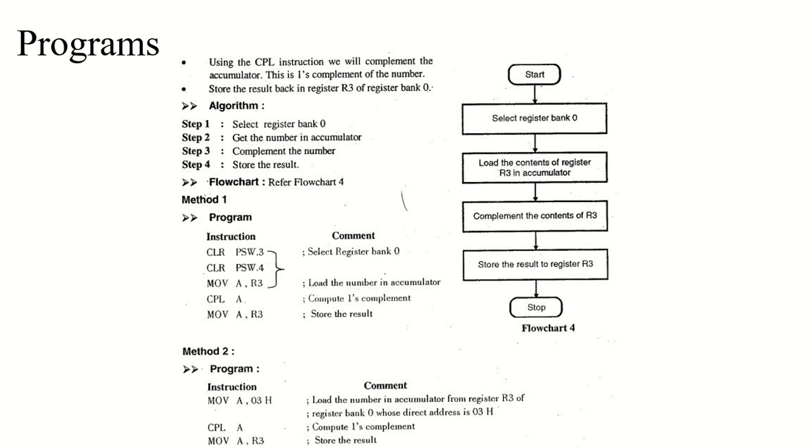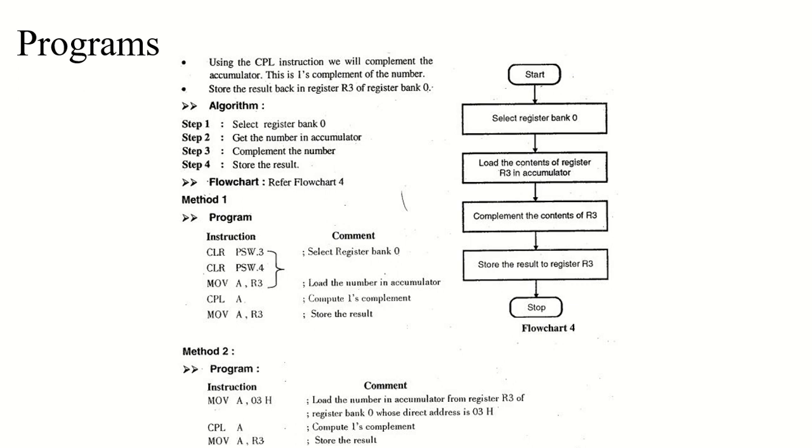So two things: we have to find the ones complement of a number, and second, we have to assume the number is stored in the register R3 of register bank 0. The second statement only tells us two things. First, it is stored in the register R3 of register bank 0. Second, remember register R3 is an 8-bit register, so the number will be an 8-bit number.